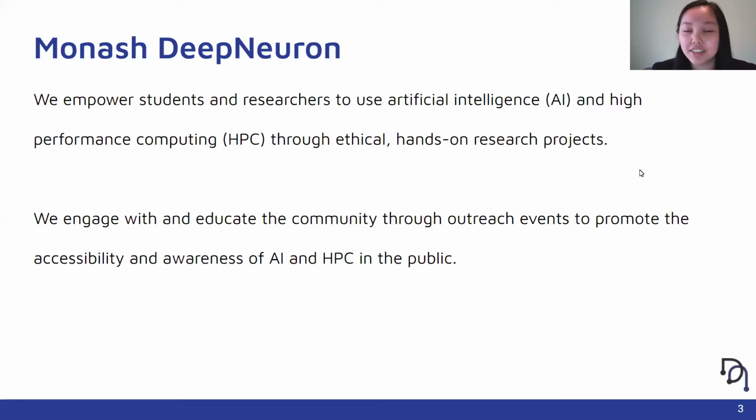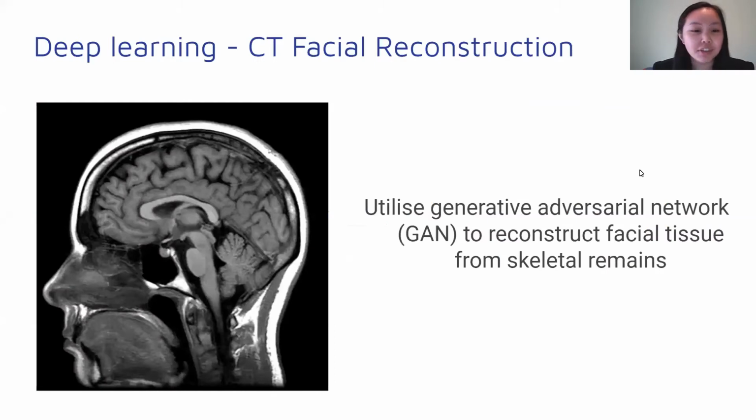To give you a better understanding of what we do, I'm going to quickly go through some of the projects our students are currently working on. The first project team we have here is our CT Facial Reconstruction team. They're working on using a generative adversarial network to reconstruct faces from skeletal remains. These remains have been imaged using computed tomography, and this has applications in forensic science, in assisting with identification of decomposed bodies.